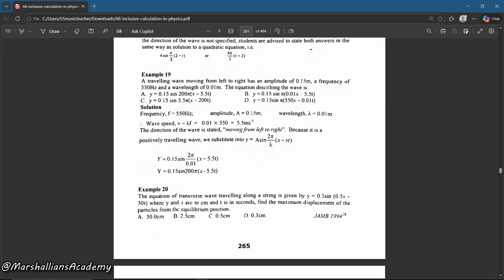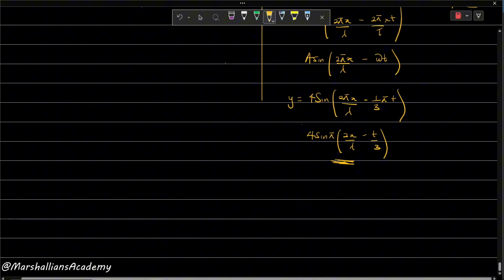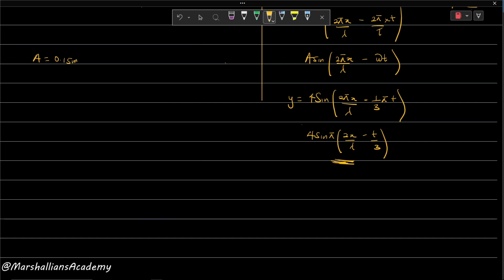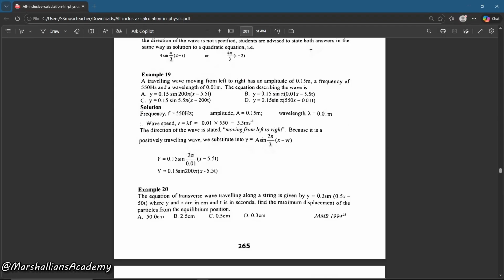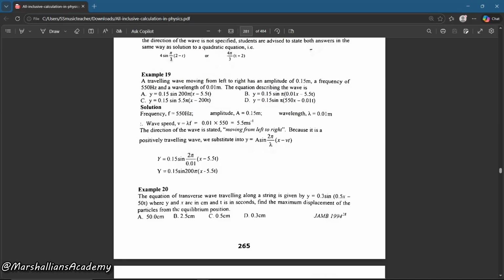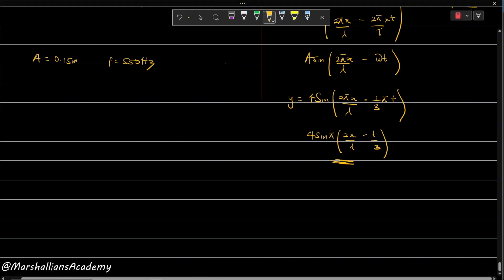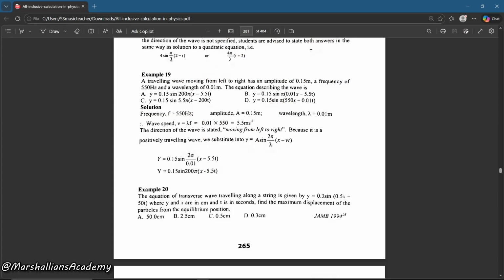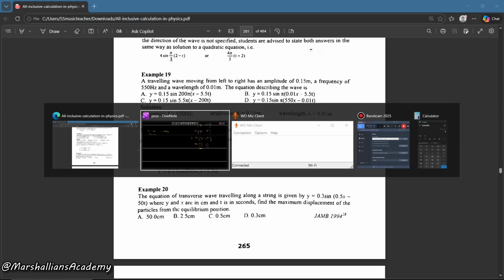Now they said a traveling wave moving from left to right has an amplitude of 0.15 meters. So they give us amplitude of 0.15. What else was given? A frequency of 550 hertz. And they said a wavelength of 0.01, that's lambda, 0.01. They said which equation describes the wave?